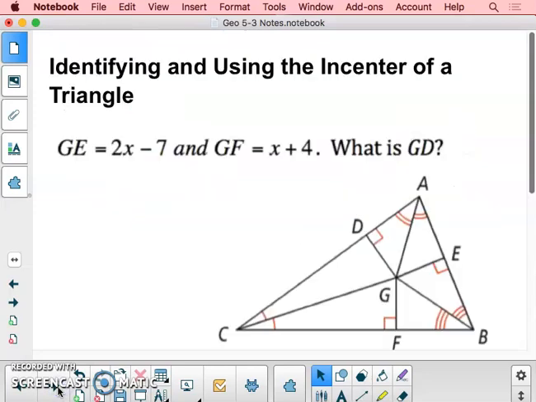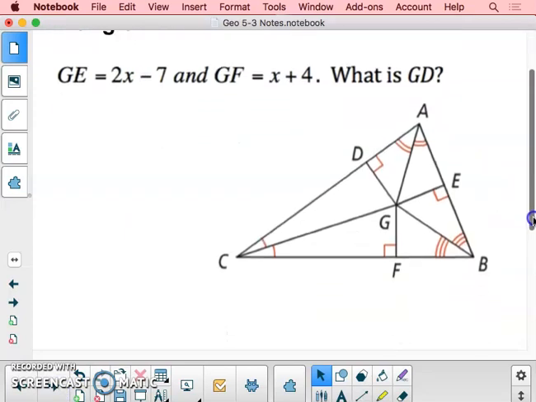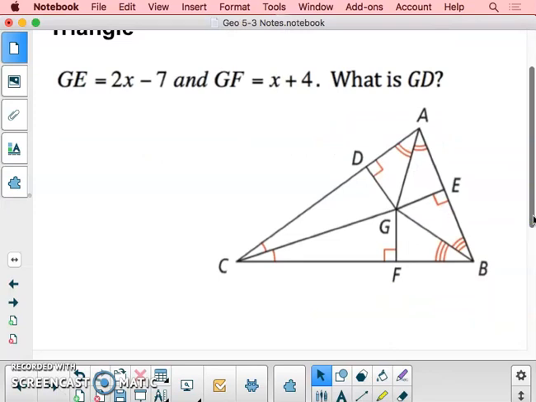All right, identifying and using the incenter of a triangle. Okay, here's a picture. We're not going to do so much of finding angle bisectors on a graph like we did with perpendicular bisectors and circumcenters yesterday. It's going to be more algebra type problems to solve, and most of the time it's going to be set some things equal to each other. So with that in mind, we're going to look at where these angle bisectors meet each other, which is right here, which is G. If that's the incenter, I know G is the incenter.